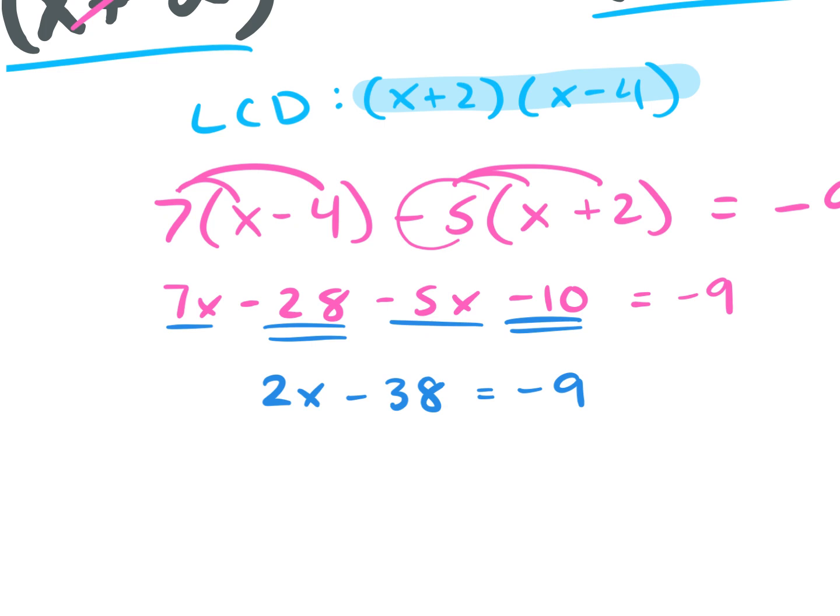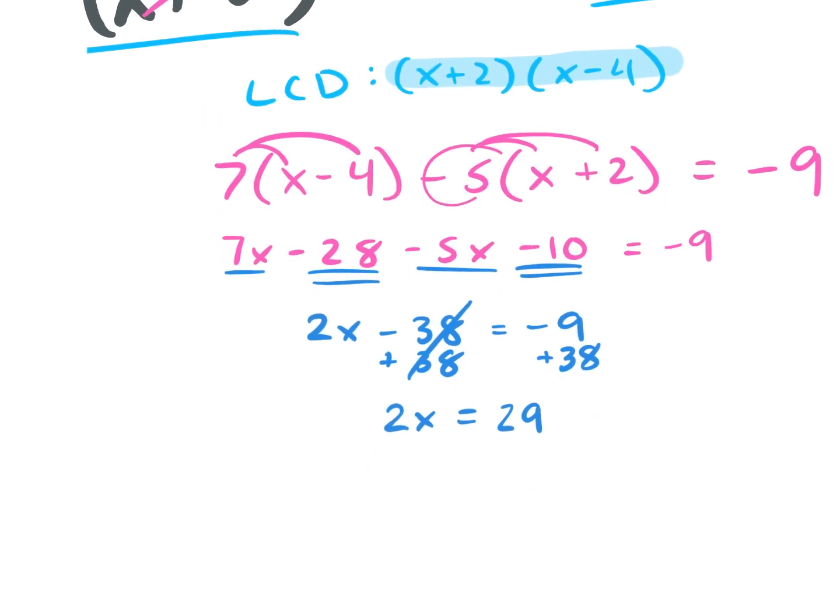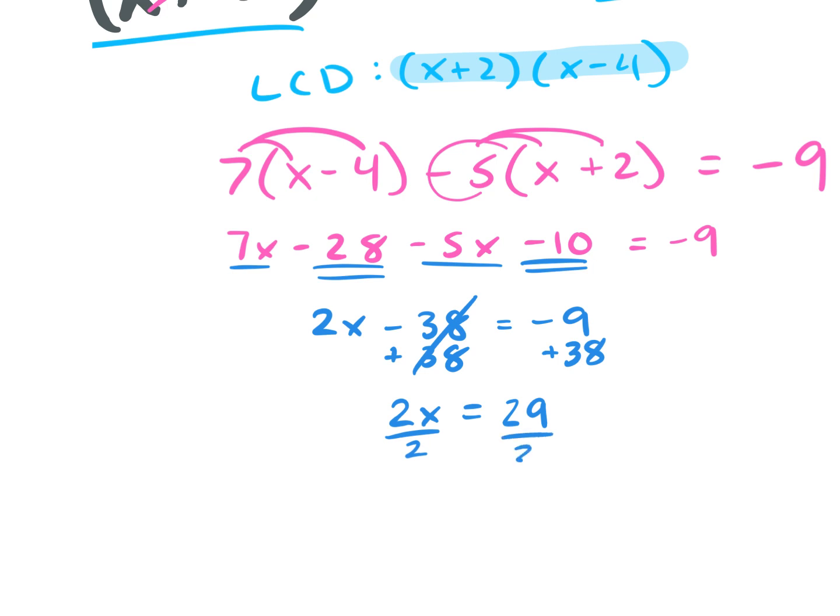Just solve regular. We're just solving for x. So I can move all my constants to one side and keep the x on the other, since I only have like a single x here. So I'm going to add 38 to both sides. So 2x is equal to 38 minus 9, which is 29. What do we do next? Divide by 2. So x is equal to 29 over 2. You can just leave it as a fraction.